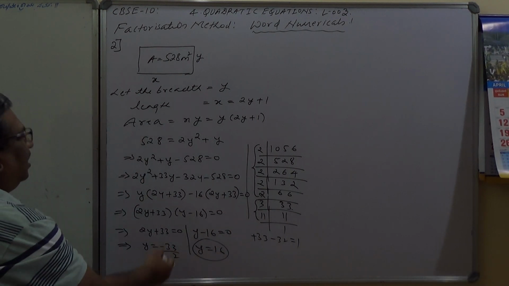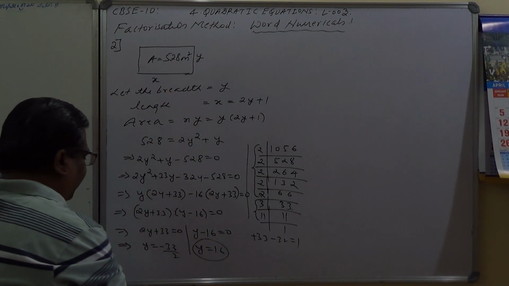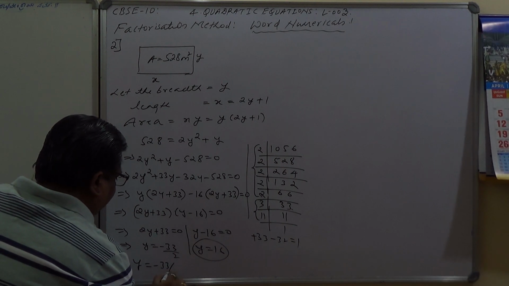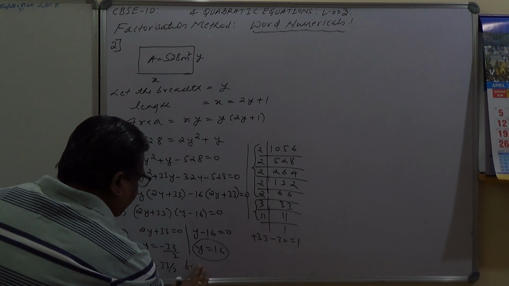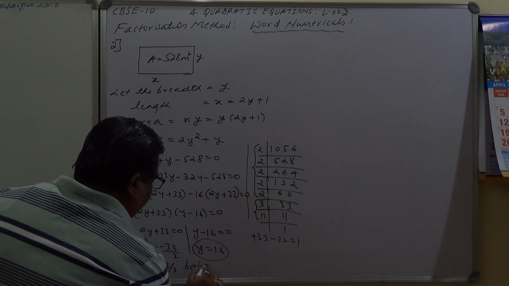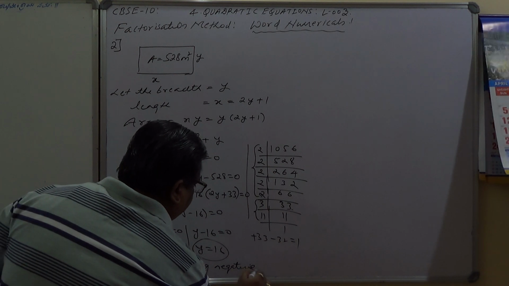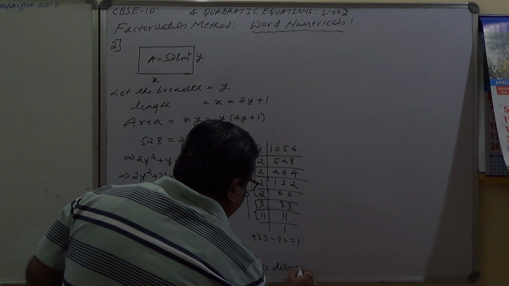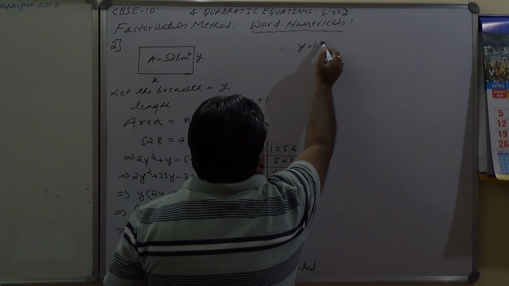Can the dimension of a plot be negative? Therefore it is discarded. Therefore y equals minus 33 by 2, being negative, is discarded, and therefore y equals 16.